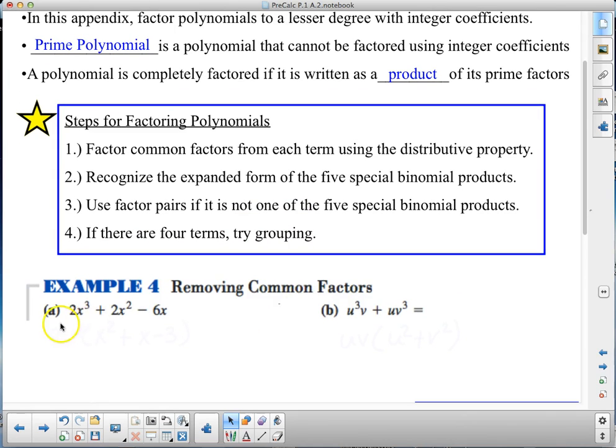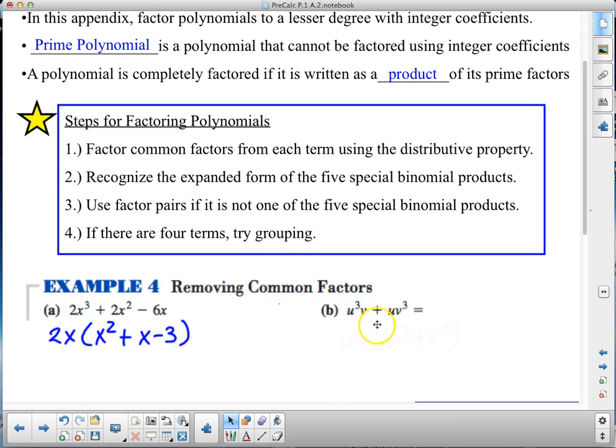Here I've got 2 in everything, and I've got an x at least in everything, so I'm going to factor a 2x out of each thing. 2x out of here, now I put a 2x out front, and I've got x squared left. 2x out, I've got an x left. 2x out, I've got negative 3. So I've factored this down, and as far as being able to come up with something like 1 and 3 that I'd multiply together and be able to come up with an x in the middle, that's not factorable without me doing the quadratic formula. So I'm done with this right now.